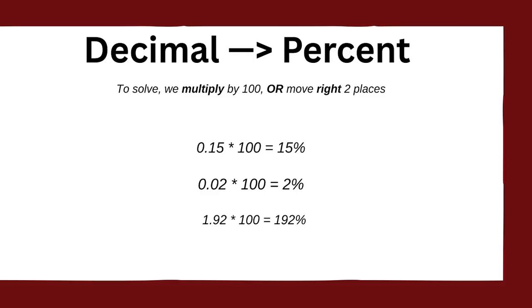So decimal to percent. Now I want to have a decimal and make that into a percentage. To do this, I'm going to multiply by 100 or move the decimal point to the right 2 places. So I have 0.15 times 100. When I do this, I get 15, and now I just put my percent sign. If I have 0.02 times 100, that is 2%. If I have 1.92 times 100, I get 192%.